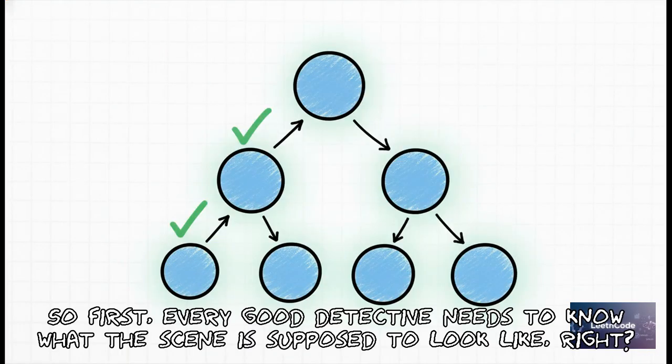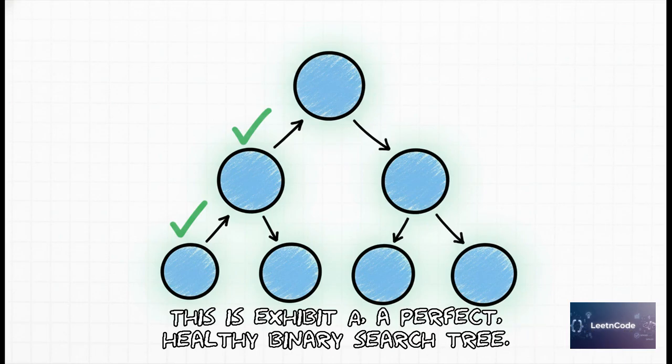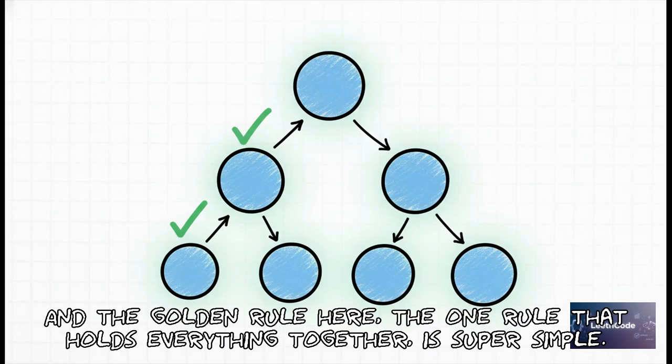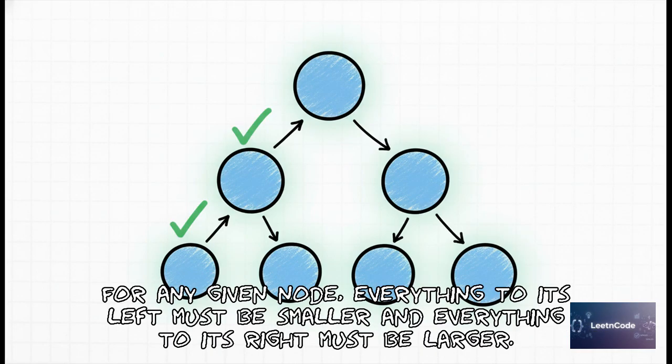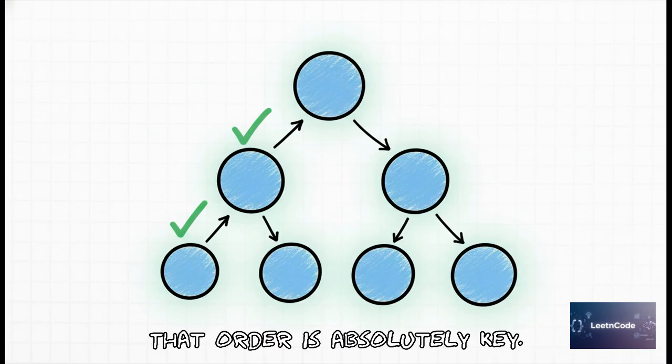So first, every good detective needs to know what the scene is supposed to look like, right? This is Exhibit A, a perfect, healthy binary search tree. And the golden rule here, the one rule that holds everything together, is super simple. For any given node, everything to its left must be smaller, and everything to its right must be larger. That order is absolutely key.